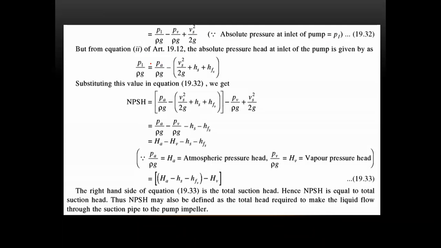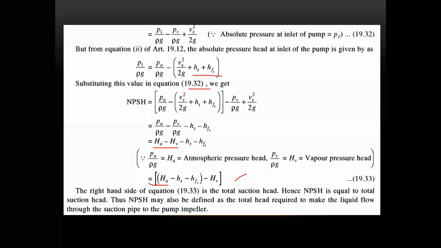From the equation, P1 by rho G is equal to PA by rho G minus V square by 2G plus HS plus HFS. So substituting this into this equation, taking these values here, and keep on substituting, you are getting this one. So finally, the NPSH formula is equal to HA minus HS minus HFS minus HV. This is the formula for NPSH.